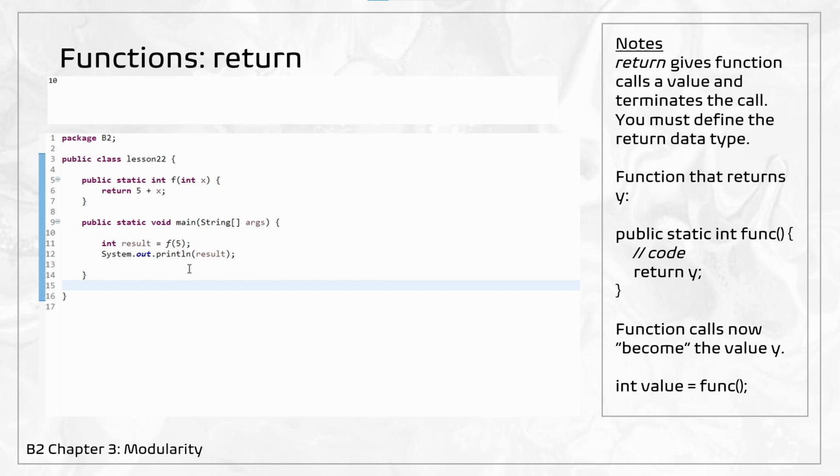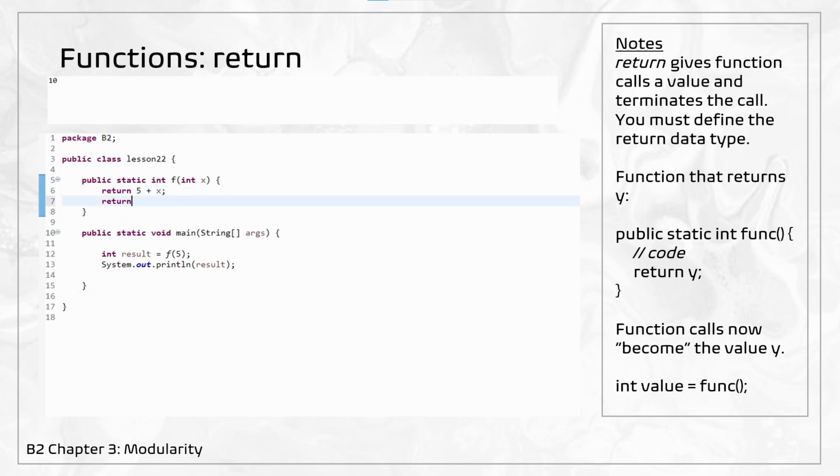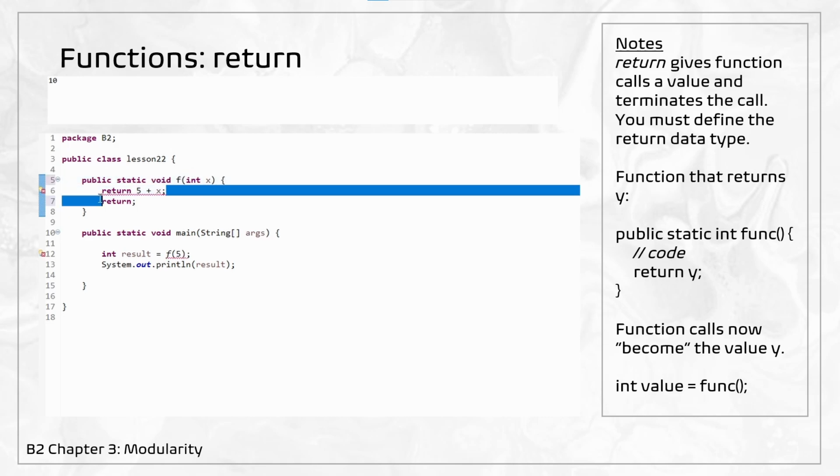The return keyword can also be used to end function calls early, only when the return type is void. By simply saying return like this, it tells the function to terminate without returning a value. But here, we can't do that because we can't return nothing when we specified the data type to be int. So this has to be void, and we have to remove this line.